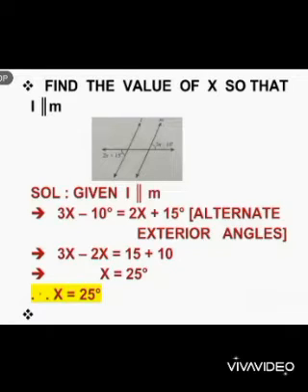Now first let us simplify this one. First let us transpose 2x to the left hand side. So already 3x is here. If you transpose 2x to the left hand side, you will get minus 2x. So 3x minus 2x is x. Now 15 is already here on the right hand side. Let us transpose minus 10 to the right hand side. Then you will get plus 10. So 15 plus 10 is how much? 25 degrees. So the value of x is equal to 25 degrees.